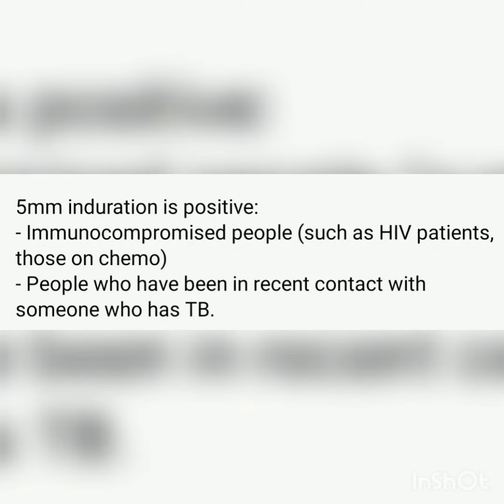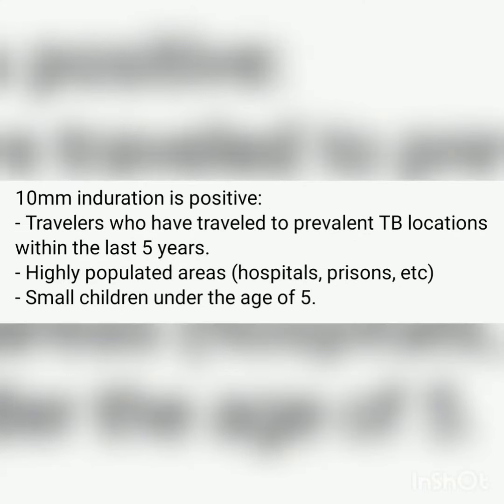So people with a 5 millimeter induration are positive if they're immunocompromised, like those HIV patients or those who are on chemotherapy, and people who have been in recent contact with someone who has been diagnosed with TB. 10 millimeter induration, people who have traveled to prevalent TB locations, as well as people in highly populated areas like healthcare workers in hospitals, prisons, and those children under the age of 5. 15 millimeter induration goes for our healthy population, okay?